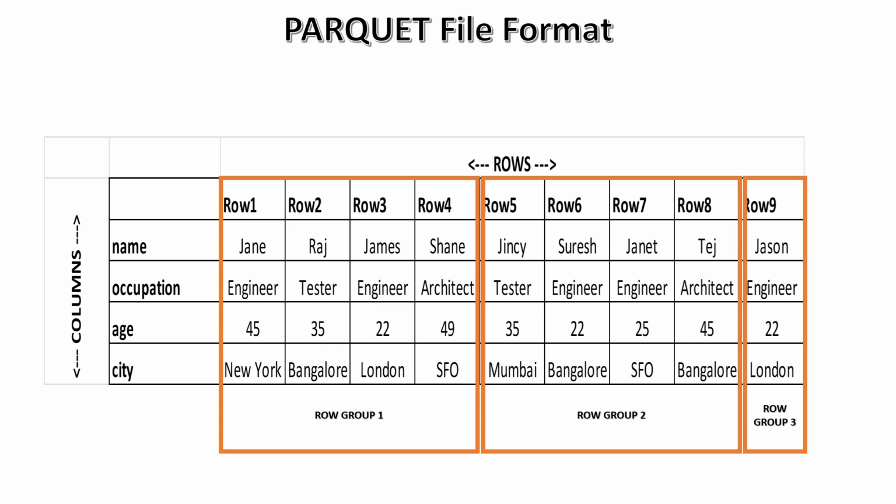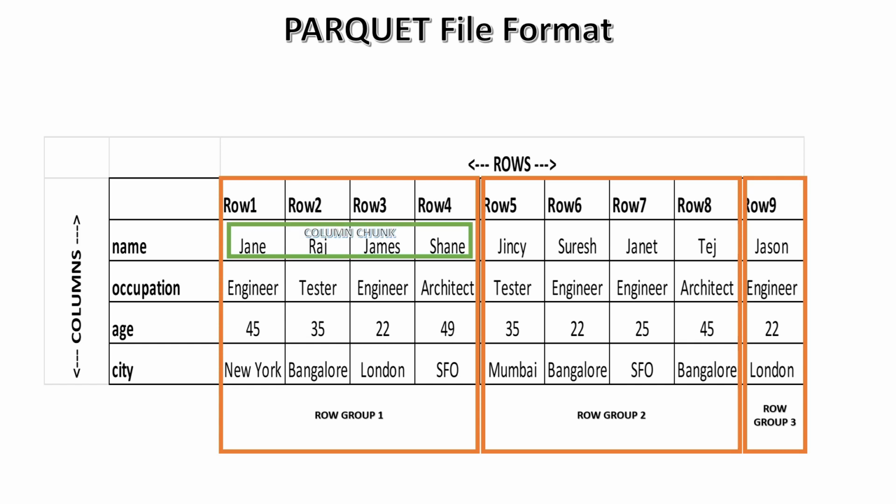Here you can see that the values of row 1, row 2, row 3 and row 4 are stored as part of row group 1. Each row will have all the columns. That means row 1 will have its name, occupation, age and city. Same way row 2, row 3 and row 4.